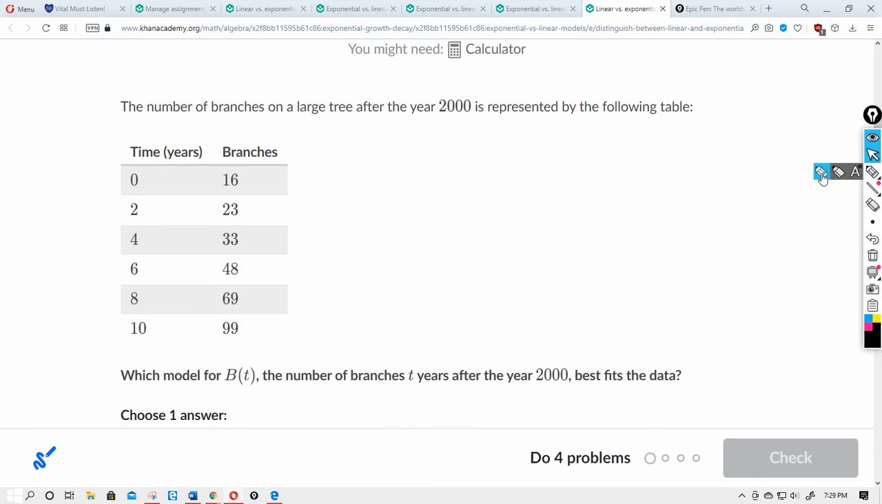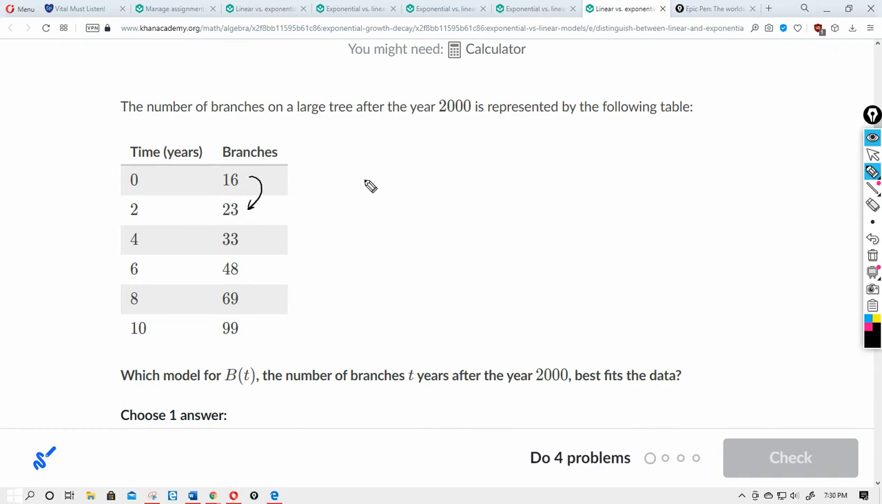Okay, so here the number of branches on a tree after the year 2000 is represented by the following table. Which model for b of t, the number of branches t years after the year 2000, best fits the data? All right, so basically we can see this is increasing by a different amount each time. Okay, so it's definitely not linear, which means for this exercise it has to be exponential. It's going to be one or the other.